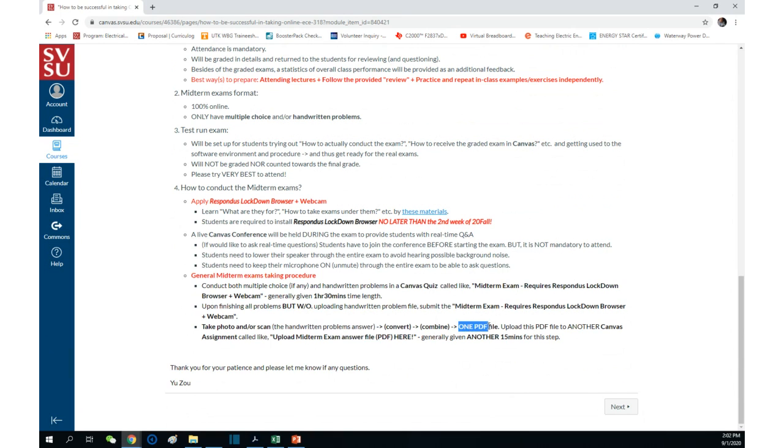It doesn't allow multiple files, only one file, and it has to be PDF, right? Upload this one PDF file to such a name. Very meaningful name, you won't miss. This procedure is going to be given another 15 minutes, so I am giving 90 minutes plus 15 minutes. So this is basically how to conduct this exam.